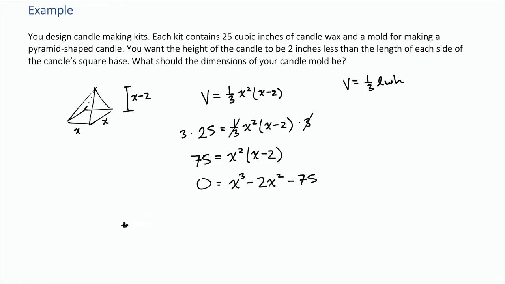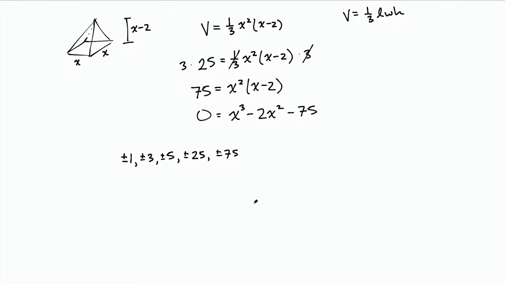So that's plus or minus 1, 3, 5, 25, and 75. Those are the rational factors of 75, divided by the factors of 1, which is just 1. So these are the possible rational zeros. Now we just need to start checking these, and we'll use synthetic division to do that. We've got our coefficients of 1, -2, 0, and -75.